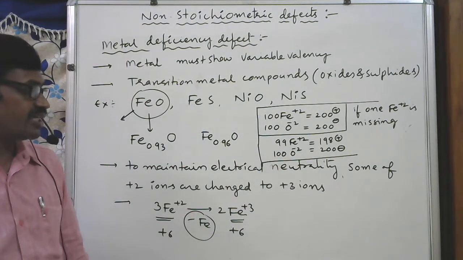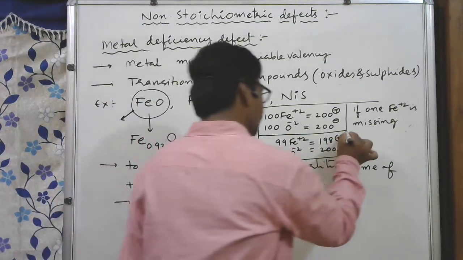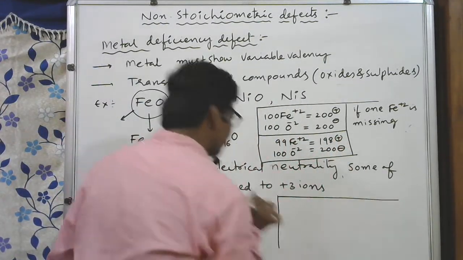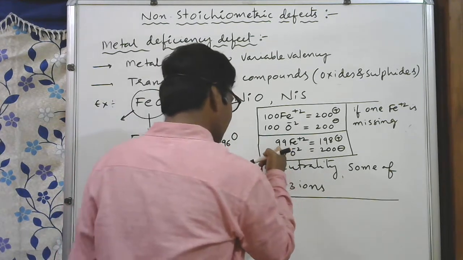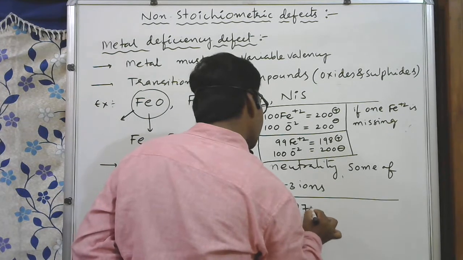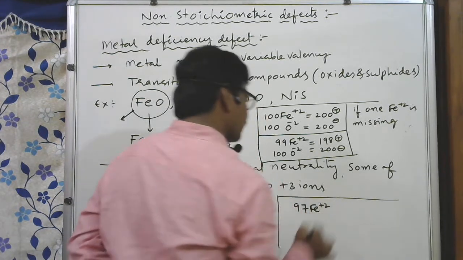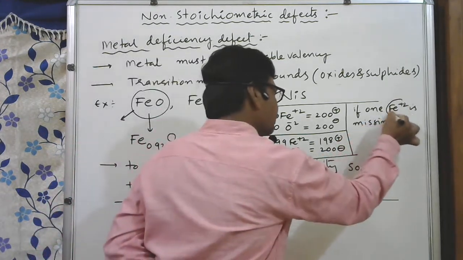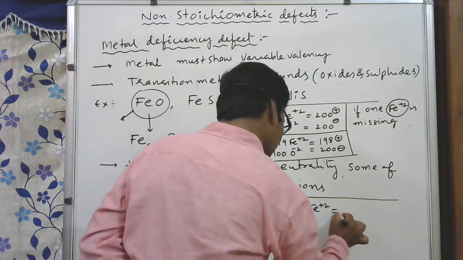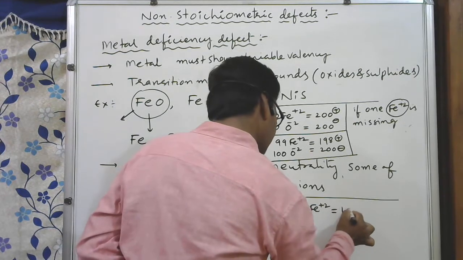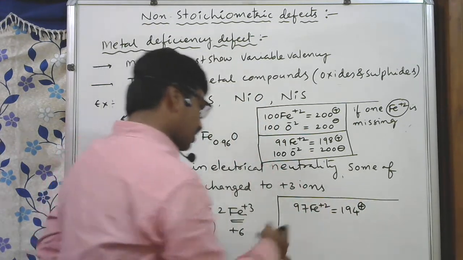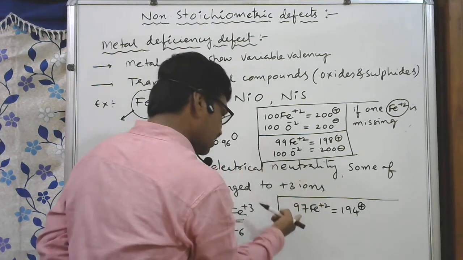So to maintain electrical neutrality, what do we have to do? See here, I am writing. Let's observe clearly. Among these 99, now I am writing 97 Fe plus 2. Already one Fe plus 2 is missed here. Now 97 means 194 positive charges are present. But among these 99, I have written only 97 now.